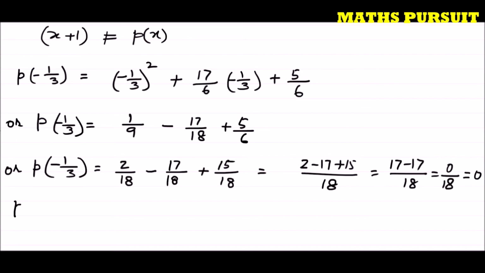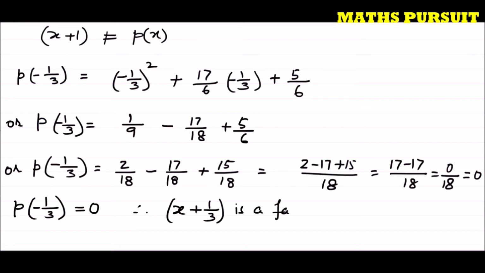So when the value of x is minus 1 upon 3, we are getting 0. Therefore, we can say that x plus 1 by 3 is a factor of P(x). So guys, you could see that we are able to find one factor. Let us highlight this and keep it aside, because we need one more factor. So what we got is x plus 1 by 3 is one factor of P(x).